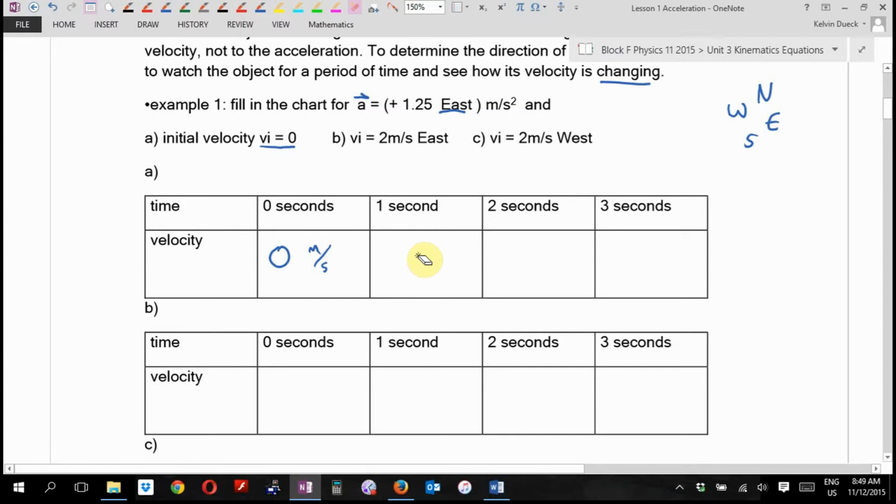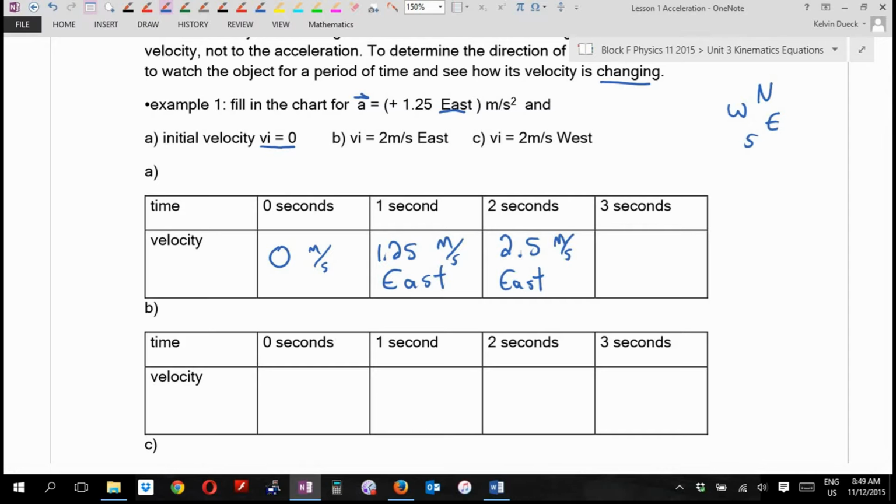Direction. Okay. How fast are you going after 2 seconds? Direction? East. How fast are you going after 3 seconds?